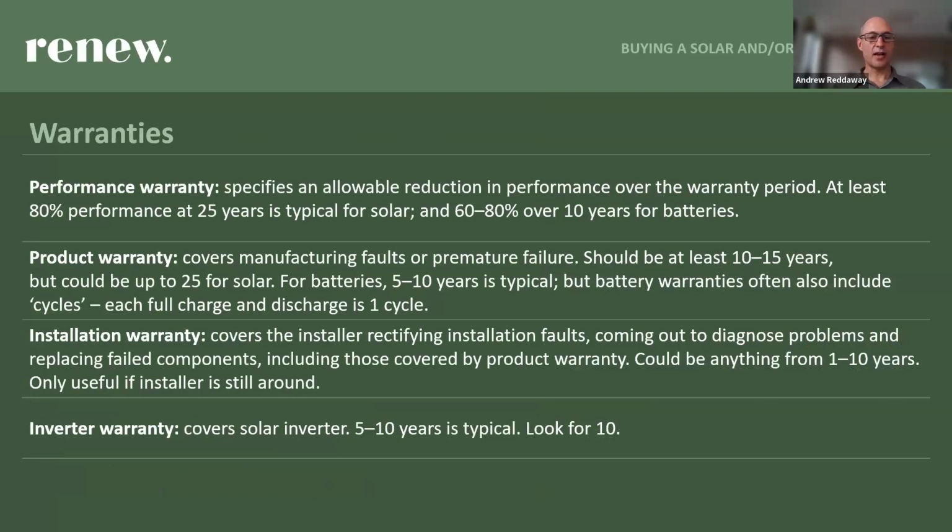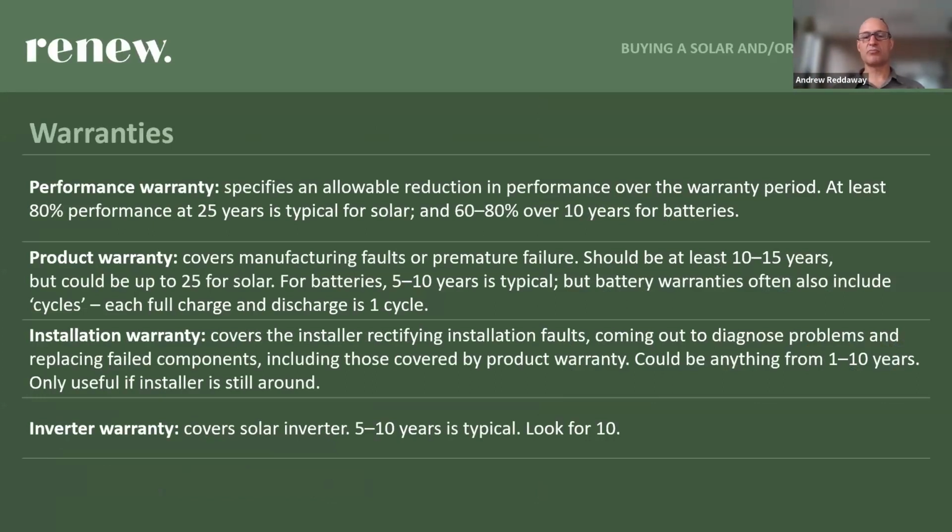Okay, warranties. So yeah, as I said, solar panels should be expecting up to 20 to 25 years. So that's the panels on the roof, because they're mostly aluminium and glass, like pretty long-lived materials. The inverters, you might be talking 10 to 15 years.